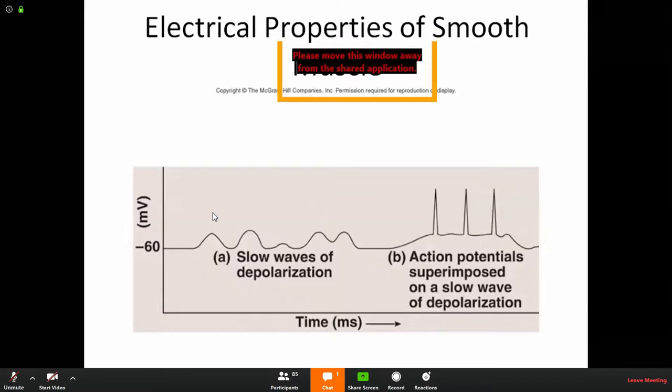Please recall the action potential in the skeletal muscle. The skeletal muscle has a resting membrane potential of how much? Minus 90 millivolt. That is the resting membrane potential of minus 90 millivolt. So let's suppose this is the skeletal muscle and it is resting.